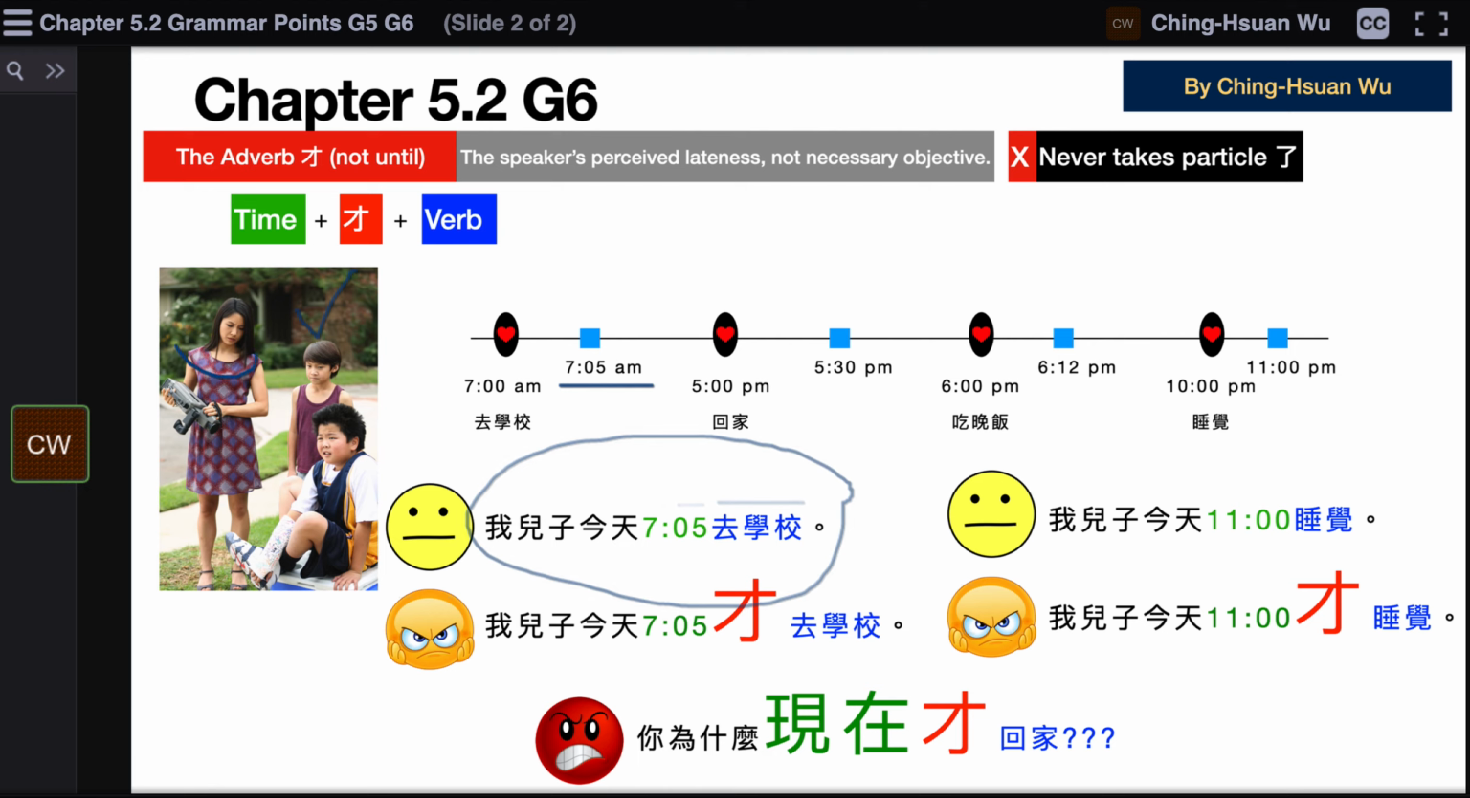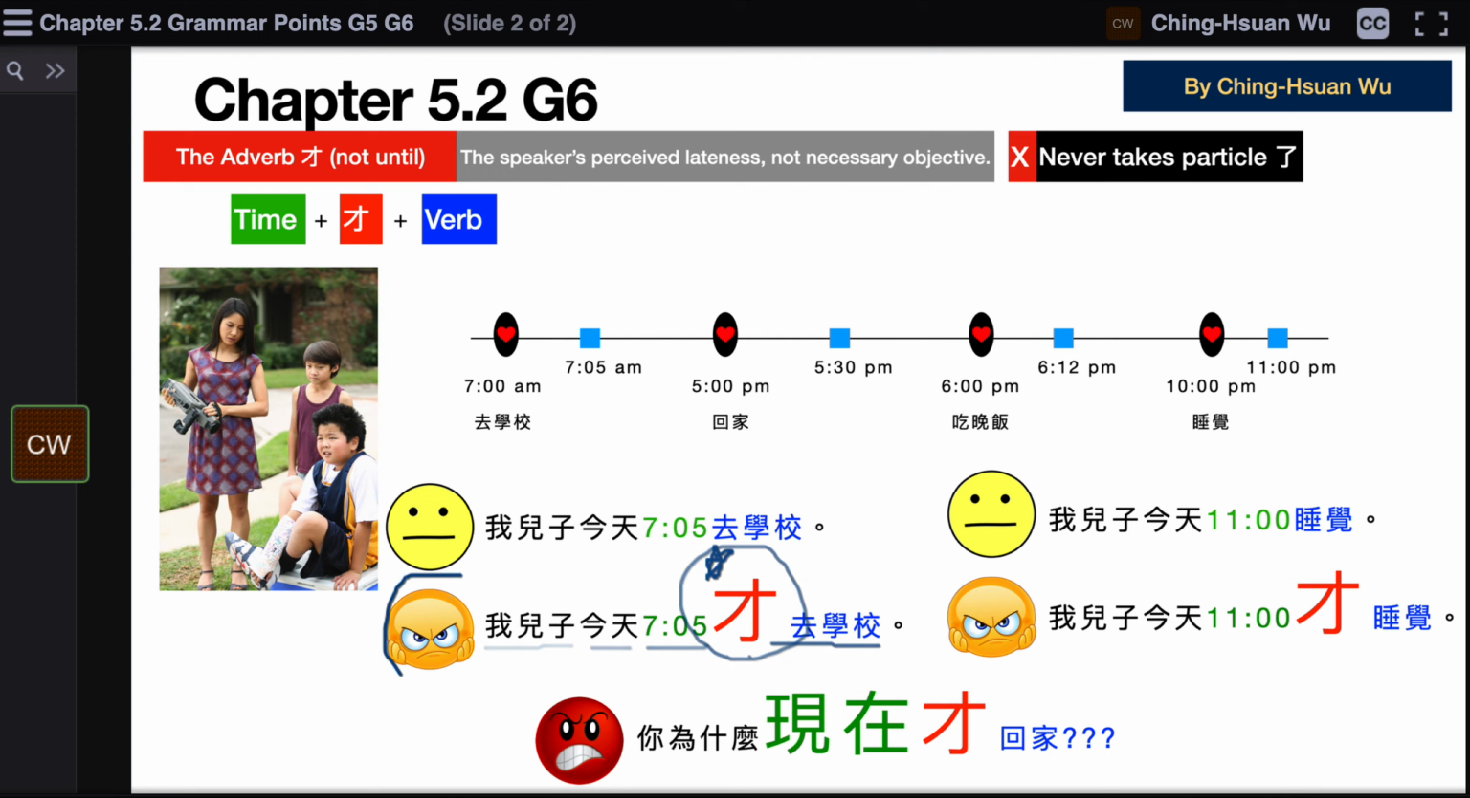But from Taiwan Mama's point of view, that is late, even though it's only 5 minutes late. So she perceived there's a serious lateness in the action of going to school. Therefore, from her point of view, she might say, 我儿子今天7:05才去学校。One word, 才 can tell us her frustration and the lateness in this 5 minutes.